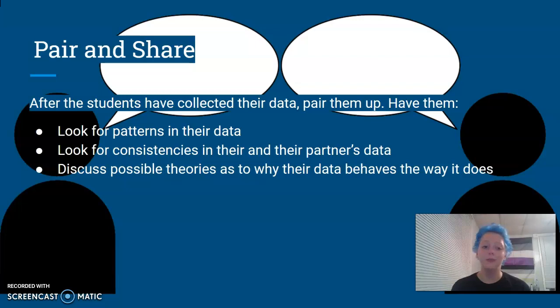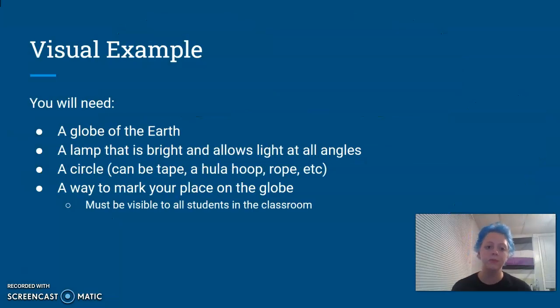Next is a pair and share. After your students have collected their data, pair them up. Have them look for patterns in their data, look for consistencies in their partner's data, discuss possible theories as to why their data behaves the way it does. Basically, just have them talk about the data. Whether or not you're guiding this talk, they're still going to discover things that they wouldn't have really understood if they had just taken the data without discussing it.